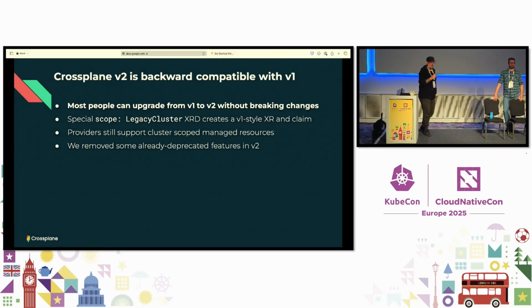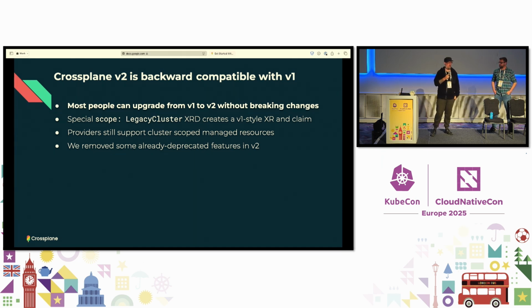Crossplane v2 is backward compatible with Crossplane v1. What this means is once Crossplane v2 is GA, you'll be able to upgrade from v1 to v2, and most people shouldn't have any breaking changes doing that. There's 2 things we've done that enable this.